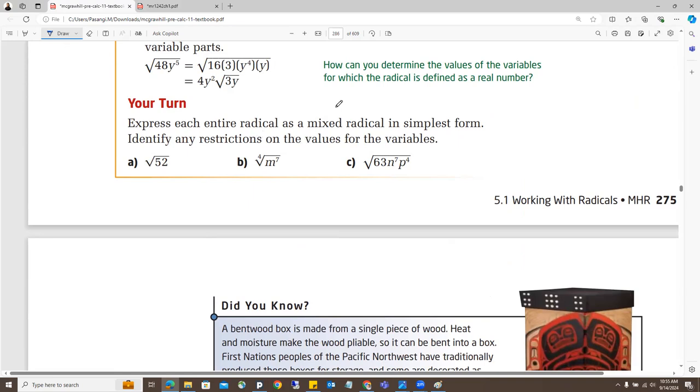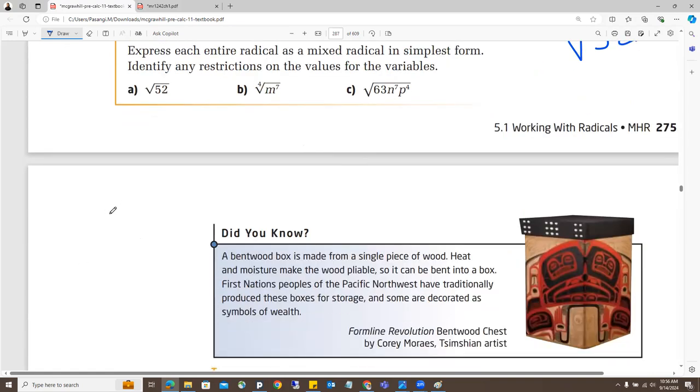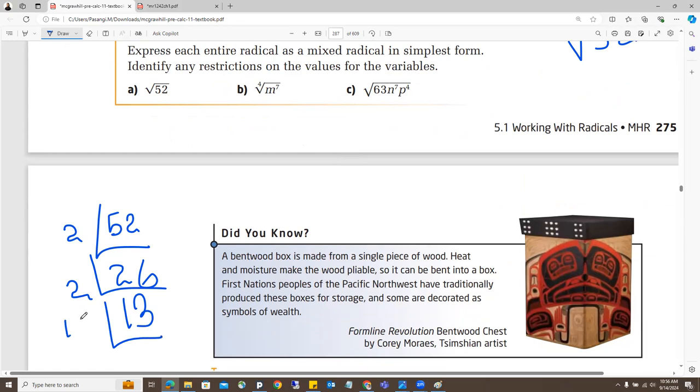Express each entire radical as a mixed radical. So, if it's 52, the easiest way is to divide 52 by the prime factors. 52 divided by 2 is 26. Again, 26 divided by 2 is 13. 13 divided by 13 is 1. Then the answer would be 2 square root 30.